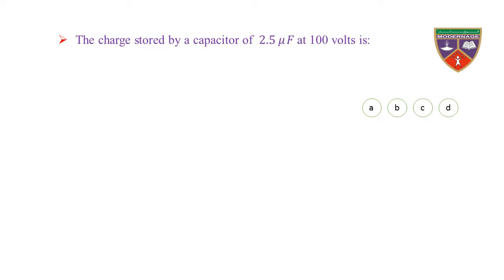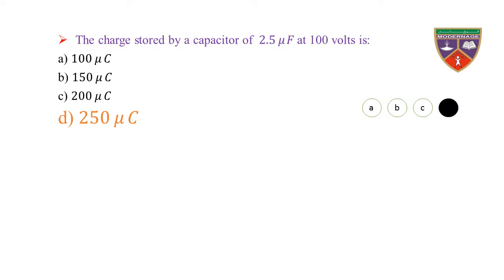The charge stored by a capacitor of 2.5 microfarad at 100 volts is: option A, 100 microcoulomb; B, 150 microcoulomb; C, 200 microcoulomb; D, 250 microcoulomb. The key is 250 microcoulomb. Therefore, the correct option is B.